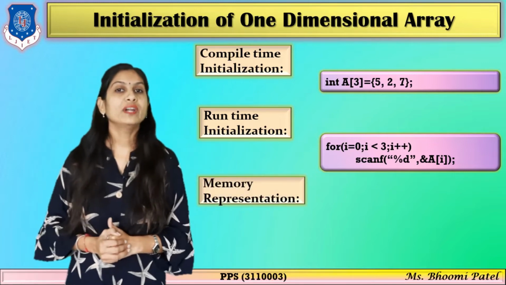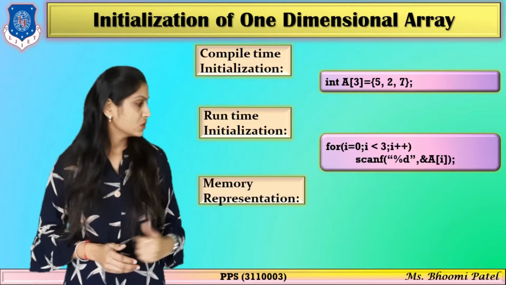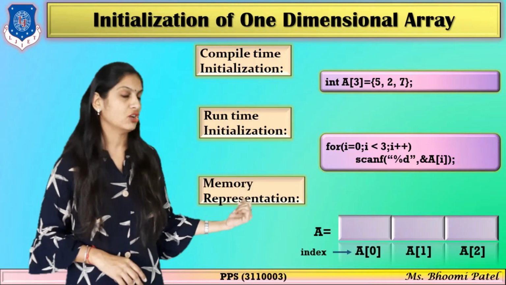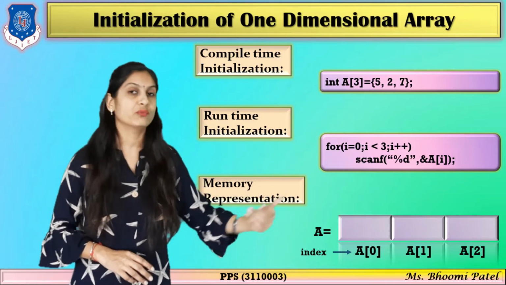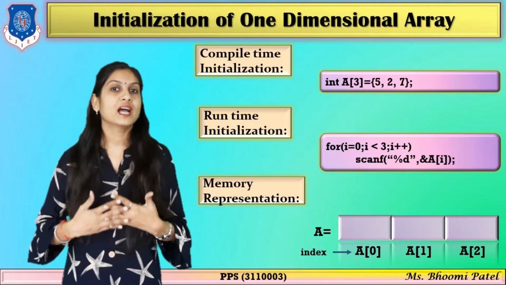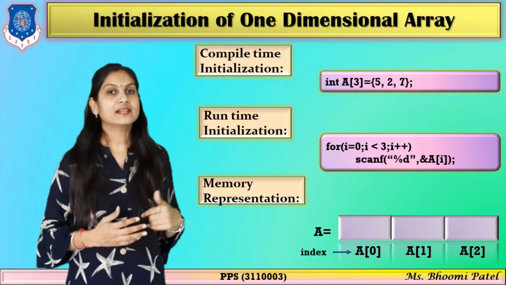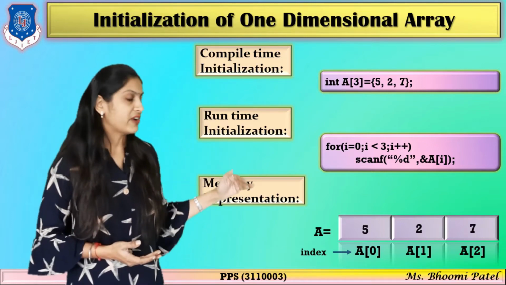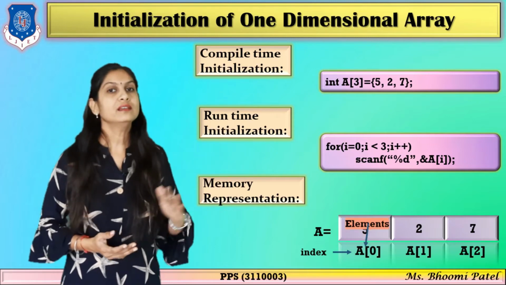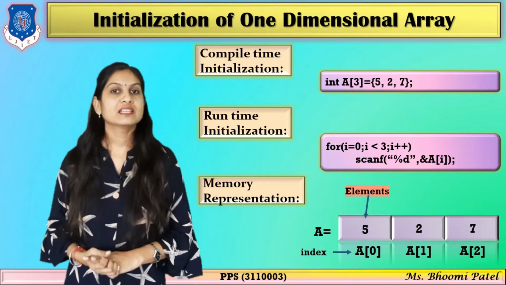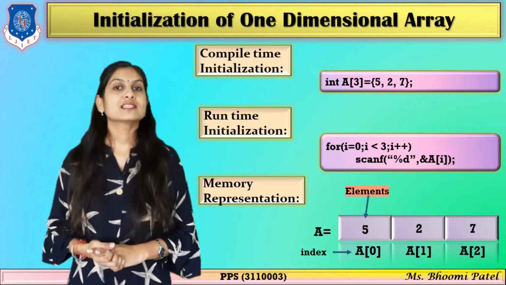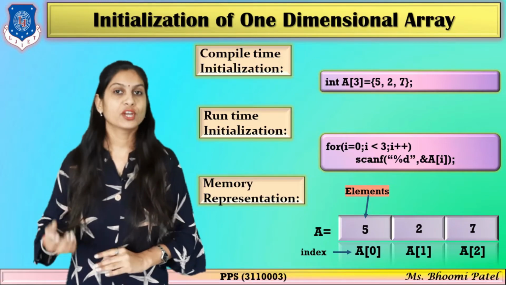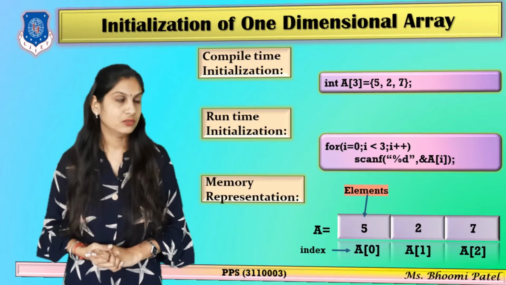Now see how it is stored in our memory. The same memory will be occupied, 6 bytes. First is a[0], second is a[1] and third one is a[2], and the data that we used at compile time will be stored in our memory. So first 5 will be stored, then 2 and then 7. So 5, 2 and 7 are nothing but our elements, whereas a[0], a[1] and a[2] are nothing but our indexes for accessing that particular value.